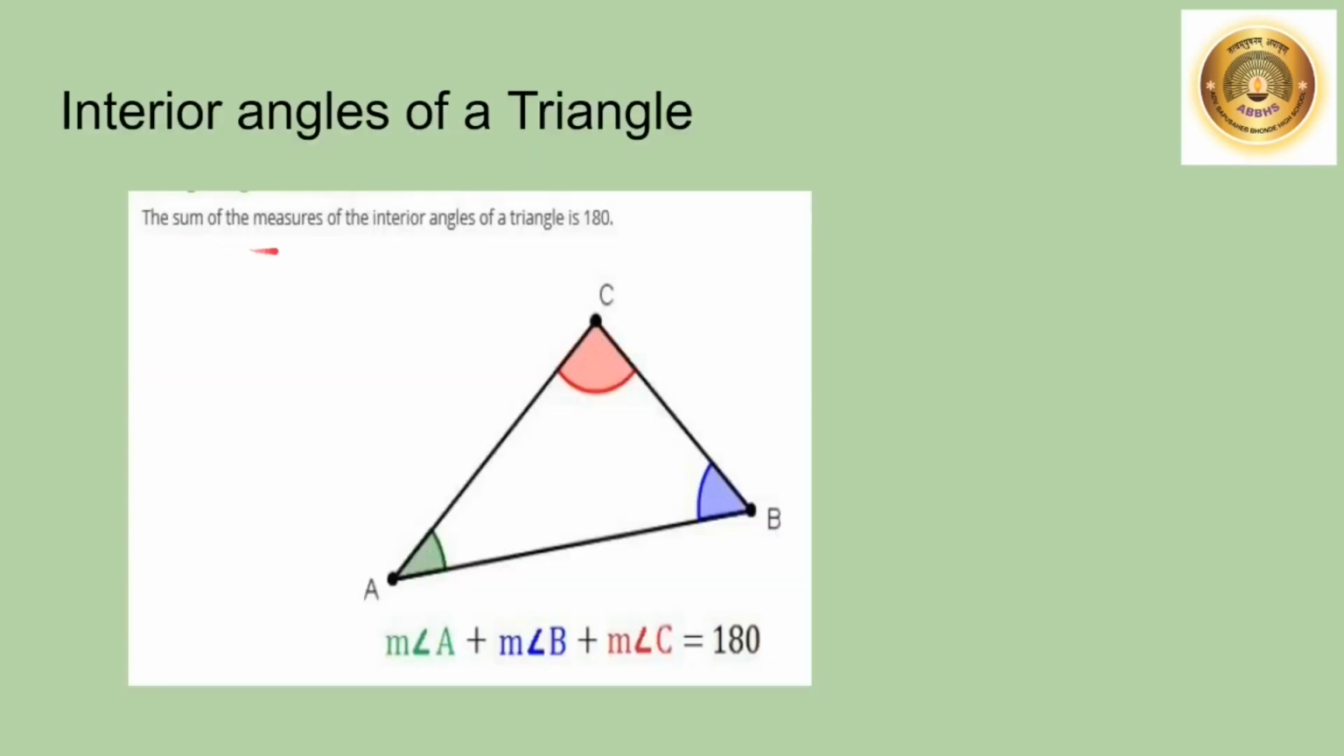The sum of the measure of the interior angles of a triangle is 180. That means if you add the measures of the three angles of a triangle, the total will be 180 degrees. That means measure angle A plus measure angle B plus measure angle C is 180 degrees.